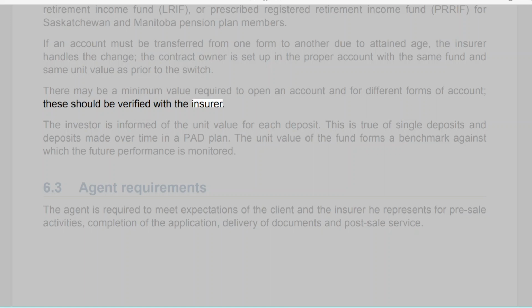The investor is informed of the unit value for each deposit. This is true of single deposits and deposits made over time in a PAD plan. The unit value of the fund forms a benchmark against which the future performance is monitored.